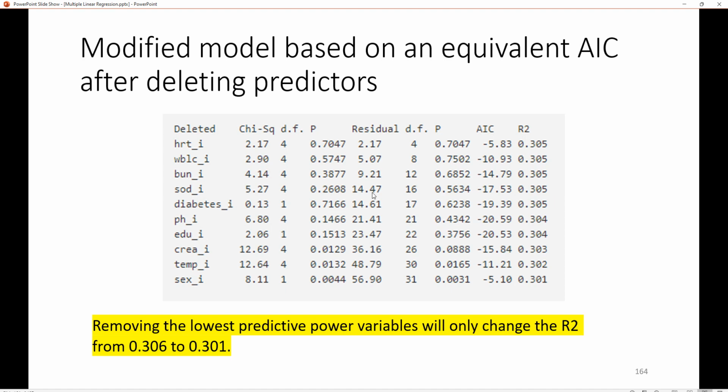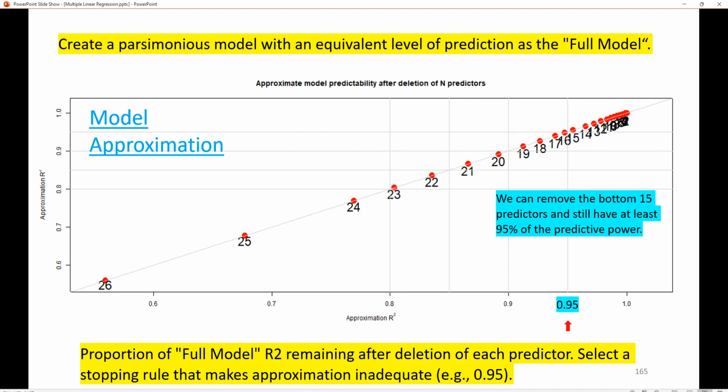So if we were to delete all these 11 predictors, including this bottom one that says sex, the r-square would only go down from 0.306 to 0.301. So you can get rid of 11, almost half of your predictors. That's data you don't have to collect, data that doesn't need to be scored, data that we won't have any missing data issues with in the future, and your R-square only drops by 0.005. Removing the lowest predictive power variables will only change R-square from 0.306 to 0.301. And so that suggests that we can improve our model efficiency by removing variables.